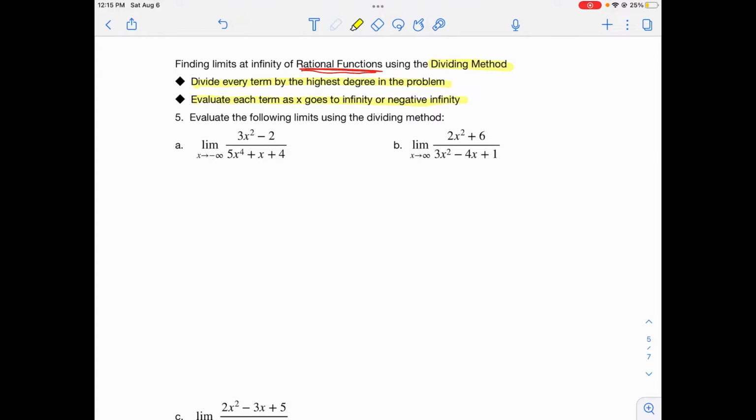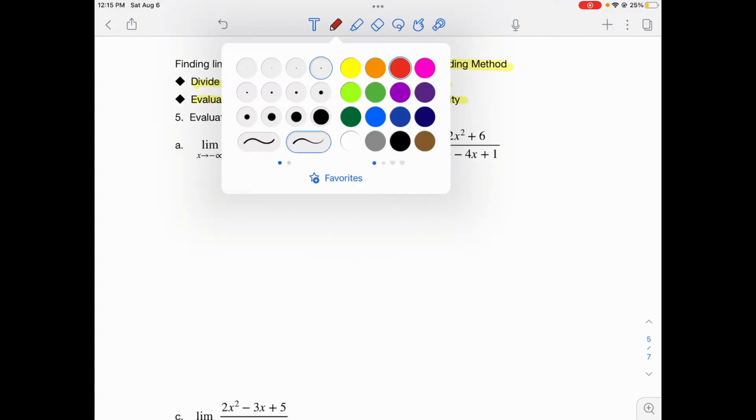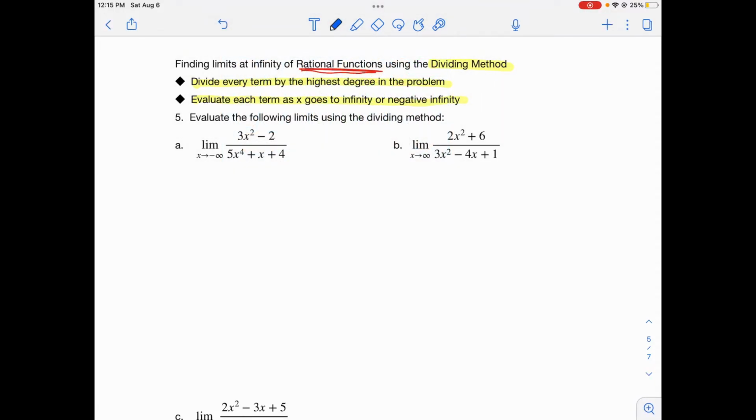So let me show this in a problem so you can see how it works out. I'm doing the limit as x goes to negative infinity of 3x squared minus 2 over 5x to the fourth plus x plus 4. So x to the fourth tells us that degree 4 is our highest degree in this problem. So I'm going to do the limit as x goes to negative infinity, and then in the numerator here, I'm going to take that 3x squared and divide it by x to the fourth.